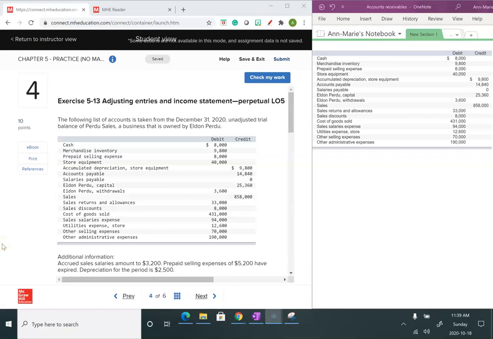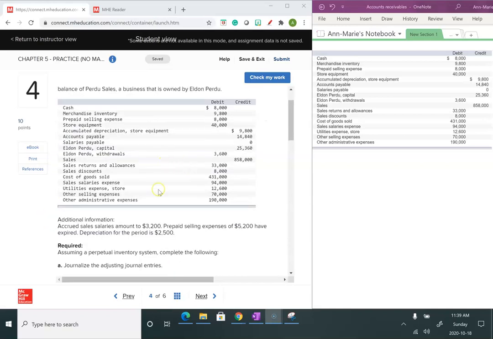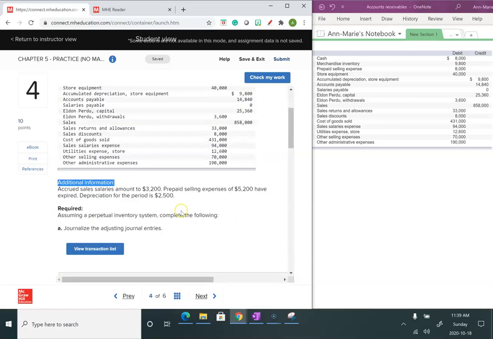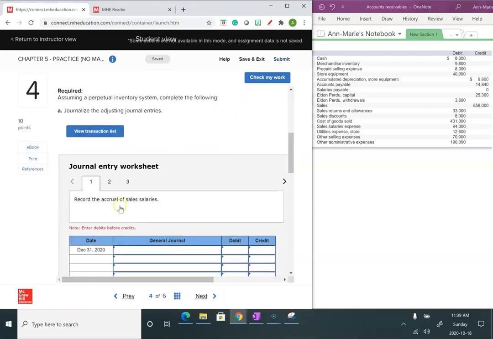So in this question, we're going to prepare a multiple step income statement. The unique thing in this question is they want us to make some adjusting journal entries before we put the income statement together. So we'll just do this step. Usually most questions will just have you put the income statement together from the adjusted trial balance. So we're working from the unadjusted trial balance right now.